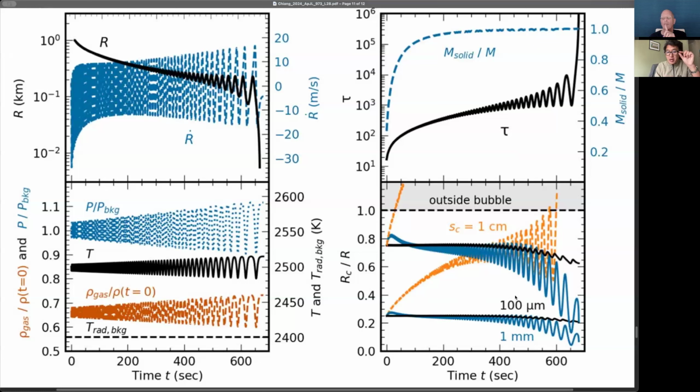Okay, so 100 microns, I go a factor of 10 bigger, a millimeter. Another factor of 10 bigger, a centimeter. That's the orange curves. So I put these little test particles, solid particles, inside the bubble. At first, I put them all at one of two locations. Here's the center of the bubble and here's the edge of the bubble. I put a set of those particles at 25% of the total radius, and I put another set at 75%.